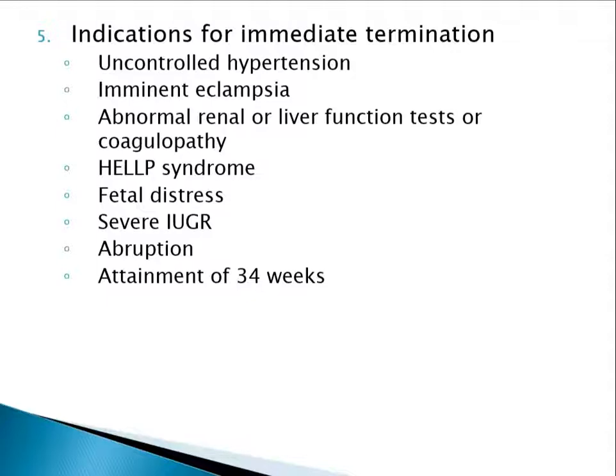If she develops signs of imminent eclampsia or she develops eclampsia, there are abnormal renal or liver function tests, or she has developed coagulopathy, that is bleeding time, clotting time, prothrombin time has increased. That means she's going into DIC. Then HELLP syndrome or acute fetal distress.